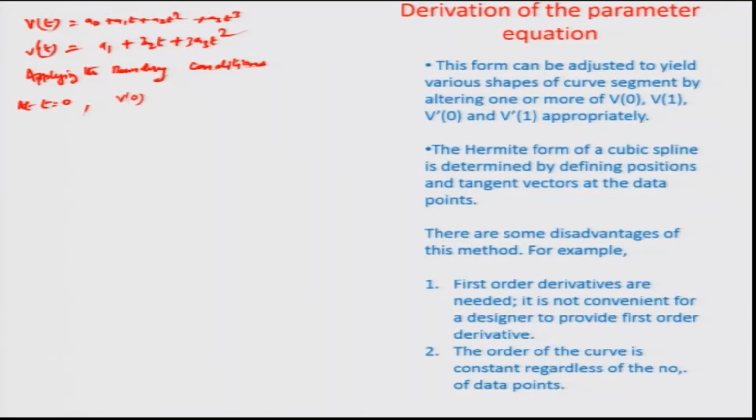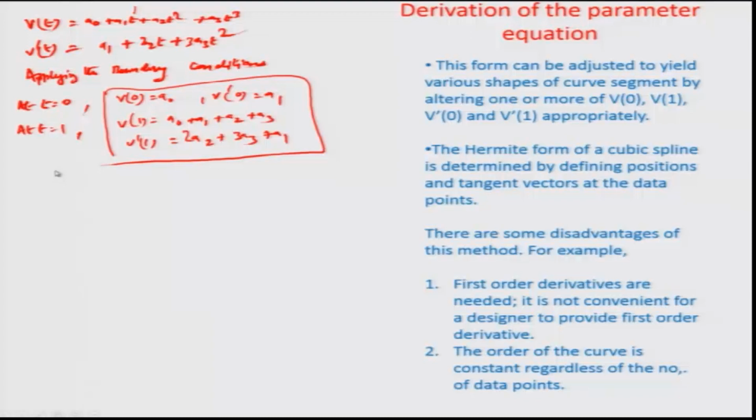So, it is a0, just substituting the value of t into this particular equation, and similarly V dash 0 becomes equal to a1, and at t equals 1, V1 would become equal to a0 plus a1 plus a2 plus a3, and V dash 1 simultaneously would become twice a2 plus thrice a3 plus a1. So, that is how you define the boundaries, and if we solve all these 4 equations, there are 4 variables and 4 equations.